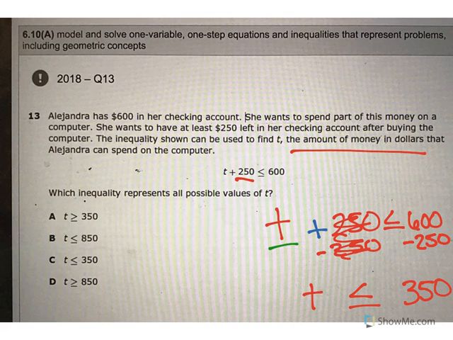So what this means is, she has 600 in her checking account. She wants to leave 250. How much money does she have left? Well, she has $350 left. So why is the inequality like this? Well, she could spend up to 350. She couldn't spend more than 350. So that's why t is less than or equal to 350. Why is it less than or equal to? Because again, she doesn't want to spend more than 350. If she did, she would have less than 250 left in her checking account, which she doesn't want to happen. So C would be our answer.